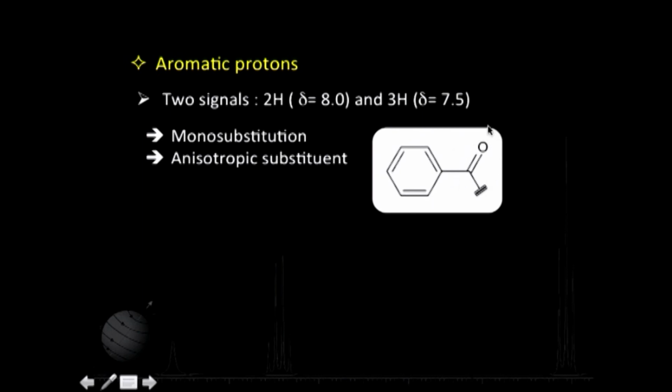And what will happen is, because of this anisotropic effect of the carbonyl group, the 2 protons which are ortho to this carbonyl group, to this substitution over here, will come at a low field position. That is what we are getting here. And the rest of the 3 protons which are farther from this carbonyl group, or the anisotropic effect of this, probably will come at the typical position of about 7.5 ppm. That is what we propose at this stage.